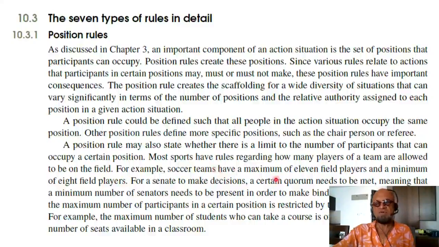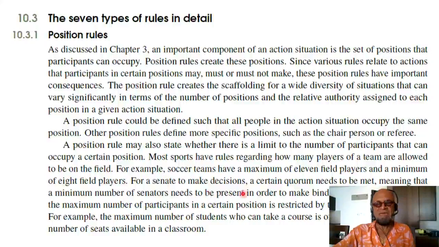Most sports have rules regarding how many players of a team are allowed to be on the field at a time. For example, soccer teams have a maximum of 11 field players and a minimum of 8 field players. So you can play with fewer players for various reasons, injuries, eliminations, red cards, and so on, but you cannot be less than 8 field players.